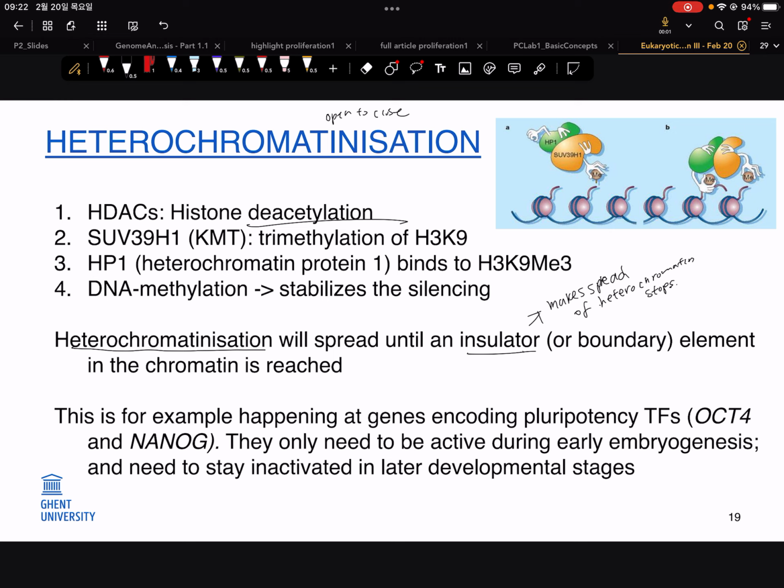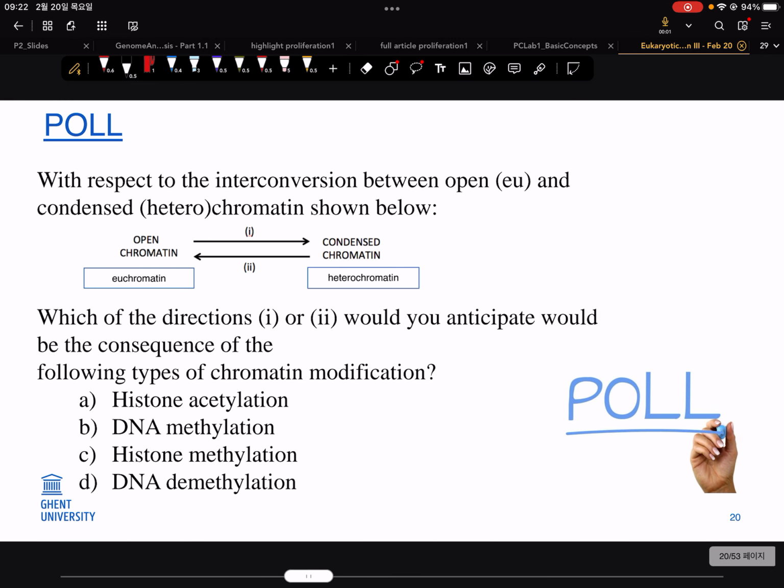So, little game. It's not difficult, don't worry. Based on what I said now, you have open chromatin and euchromatin, and you have condensed chromatin or heterochromatin. Let's go over different things here, and then you point in the direction. Will it go to heterochromatin or will it go to euchromatin?